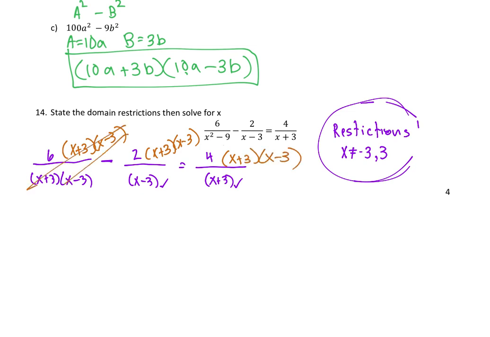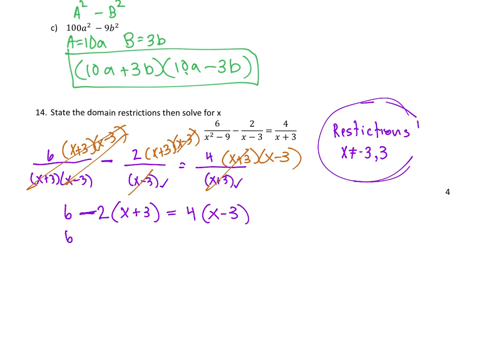So here, everything cancels. Here are the x minus 3's. Here are the x plus 3's. So I'm left with 6 minus 2 times x plus 3 equals 4 times x minus 3. The biggest mistake I saw on these problems is not distributing the minus sign on the 2 through the problem.